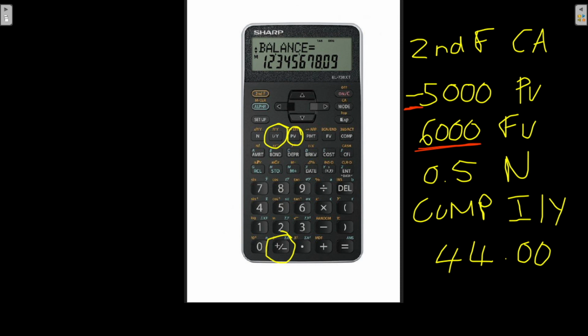So I suggest that you go and play with your financial calculator and familiarize yourself with it. We are basically going to work in this module mostly with this row of buttons.